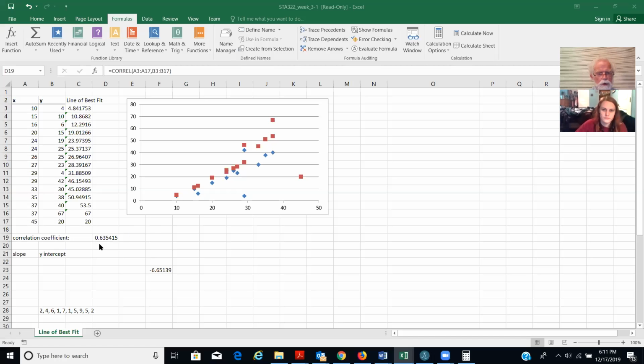So what we're saying is that the square of the correlation coefficient was 0.403. That means that 40.3% of the variation in Y can be related to the variation in X. This is why we go back now. Let's go back to the text.